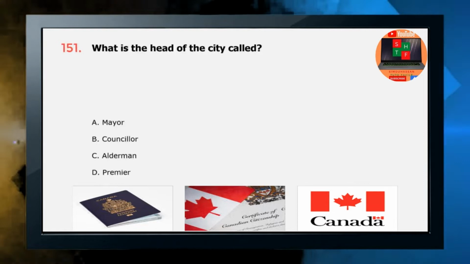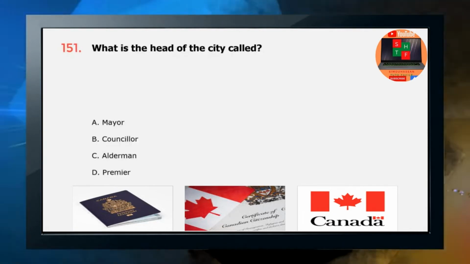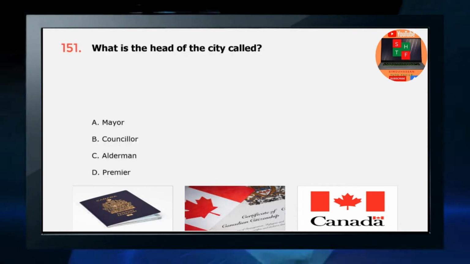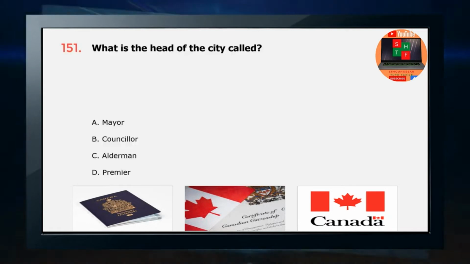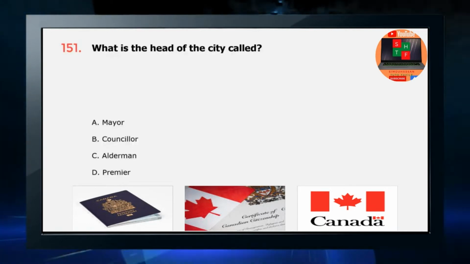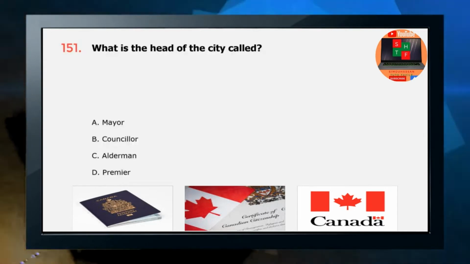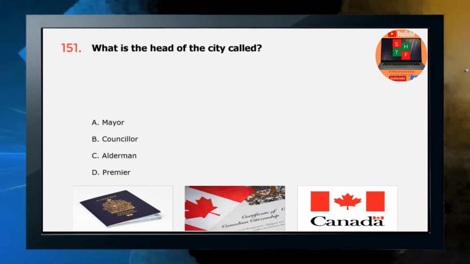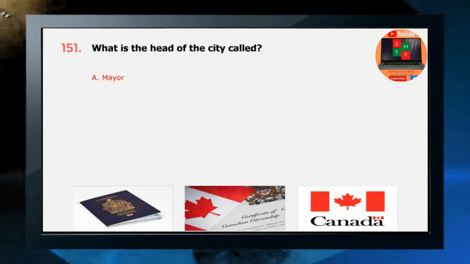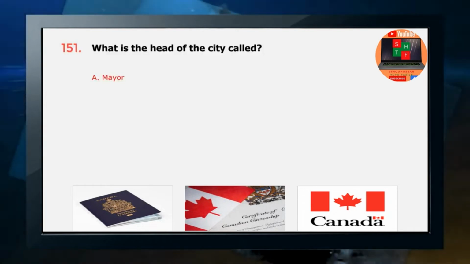Question 151. What is the head of the city called? A. Mayor. B. Councillor. C. Alderman. D. Premier. The answer is A. Mayor.